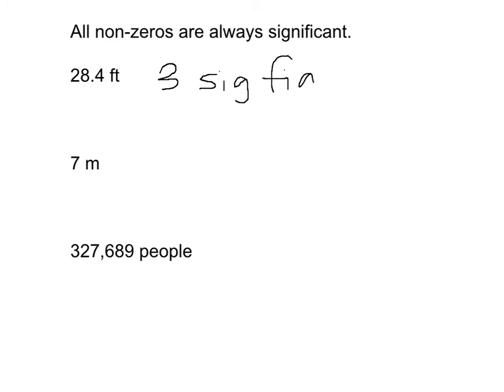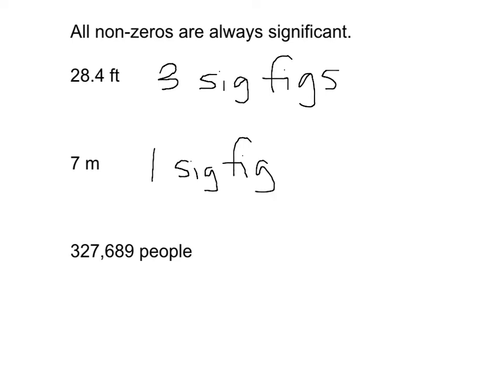That's another way you will see me writing significant figures, all abbreviated sig figs. You may also hear these referred to as significant digits. So 28.4 feet has 3 significant figures. The next measurement, you'll notice 7 meters. Okay, in this case, there's only one digit, so obviously it has 1 sig fig.